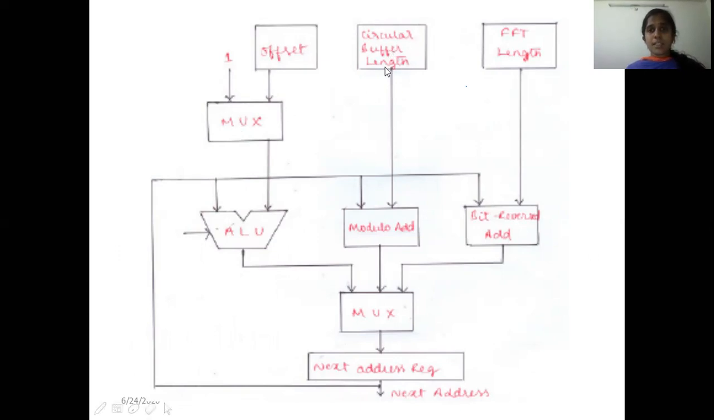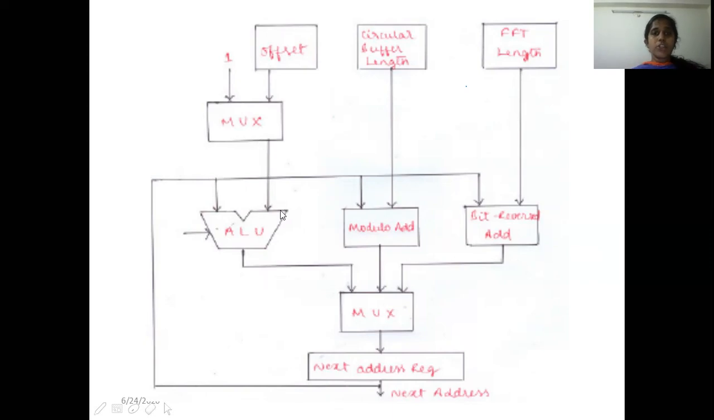Coming to this, as I said, for the circular addressing mode we have a circular buffer, and its length is required. For the modular adder, the circular buffer length will be one of the inputs, and the next address will be the other input. Here there is another block called FFT length. Why is there a requirement of FFT? As I said, the bit reversed addressing mode is simply used to do computations on the fast Fourier transform, right? The FFT length is required as one of the inputs to this bit reversed addressing mode, and the other input will be, as usual, the next address.